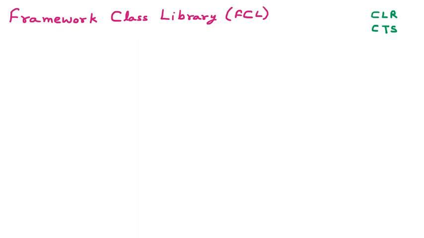Then the third component, which is the major component of .NET, is the FCL. Now FCL stands for the Framework Class Library. To understand the Framework Class Library, I am taking one example. Let's say we talk about the C language. We know that in the C programming language, we write some program, and in that program we use many lines.